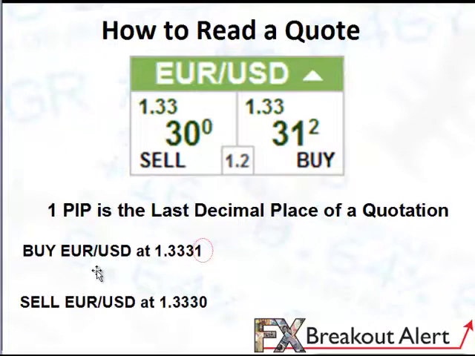Most currency pairs have 4 decimal places. The only pair that has 2 decimal places is pairs that include the Japanese yen. All the other pairs you will find 4 decimal places, and the last decimal place of the quotation is the pip. And that's how you measure movements in the Forex market. In this case, for example, if you sell the euro at 1.3330 and the euro moves down to 1.3329, you also made a profit of 1 pip.